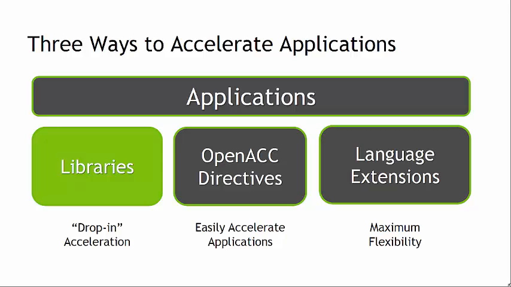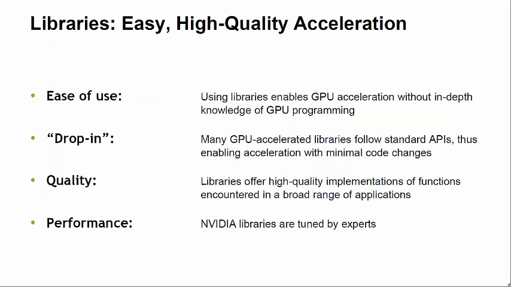Our favorite slide. GPU libraries are drop-in acceleration. So most of this I will have said already, but it's worth reiterating. You want to use a library because it's easy to use, because they follow standard APIs. If you are doing FFTs using FFTW, switching to cuFFT, the GPU FFT library, shouldn't be much effort. It uses a similar API. Similarly, cuBLAS is similar to the BLAS API.